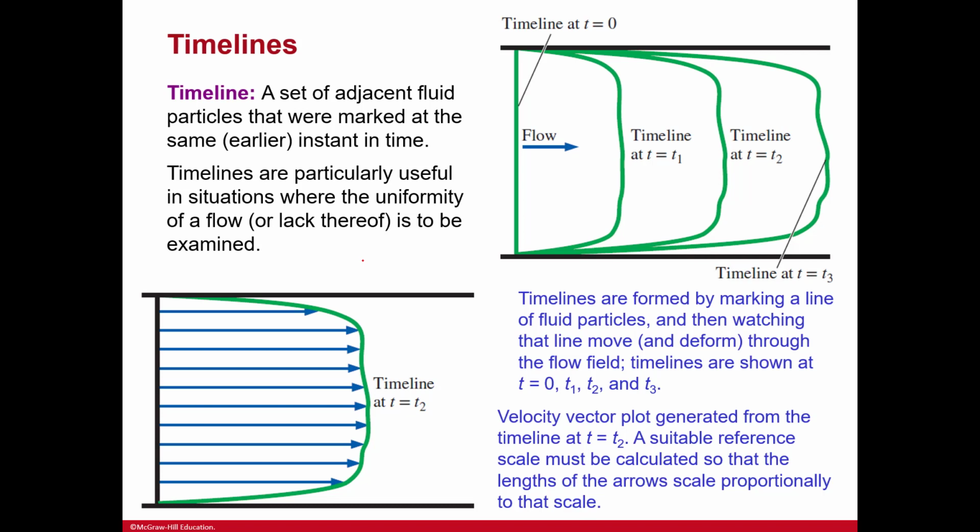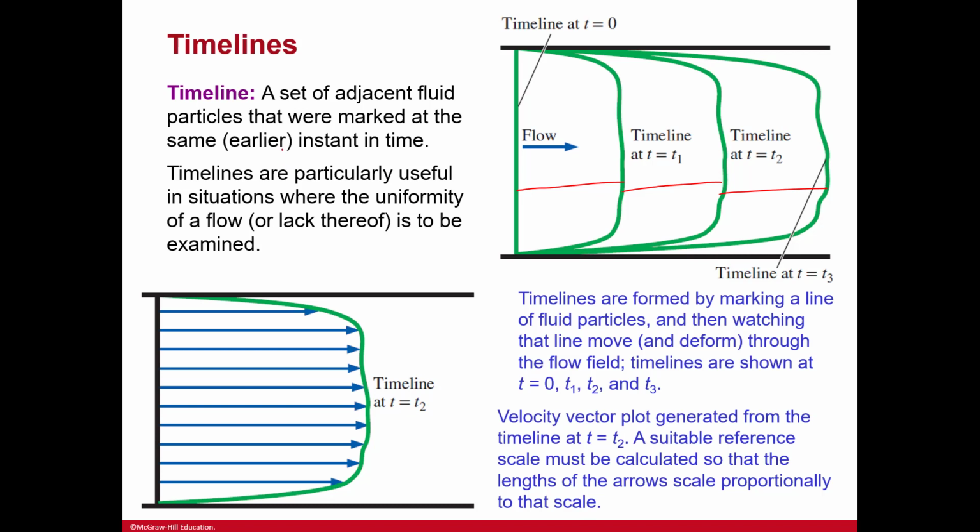Timeline: a set of adjacent fluid particles that were marked at the same time earlier in an instant. So when you think of timeline, think of developing a timeline, right? And that can be whatever your timeline needs to be. So here is a flow, and you mark a flow here to here, and then you've got another time here to here, and then another time here to here, right? Timelines are particularly useful in situations where the uniformity of flow or lack thereof is to be examined. So if you want to look at something being steady versus unsteady and the behavior of these particles, then you can break it up into timelines and then compare those timelines together.